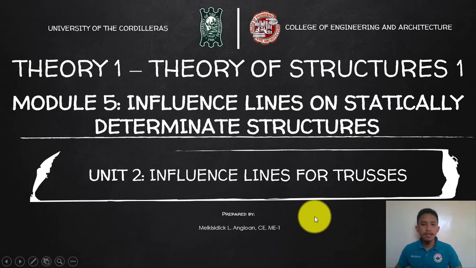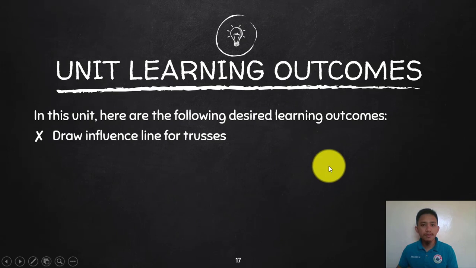So we are still on the influence lines on statically determinate structures. And now we are on Unit 2, which is the influence lines for trusses, where in your Unit 1, we discussed the influence lines for beams and frames. For this unit, our learning outcome is to draw the influence line for trusses.